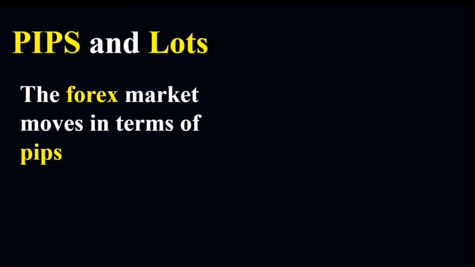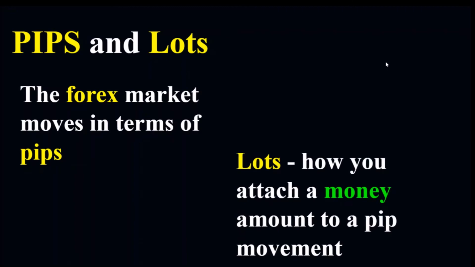But when we think about pips, let's say that the market moved 5 pips in our favor. How do we know how much money we just made from that movement? And that's where lots and lot sizes come into play. They attach a money amount to a pip movement. And in the next slide, that's what I'm going to show you guys.